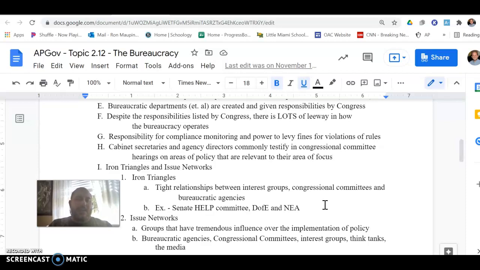So iron triangles are a traditional tight relationship between interest groups, related congressional committees, and related bureaucratic agencies that have a major impact on policy in the federal government.